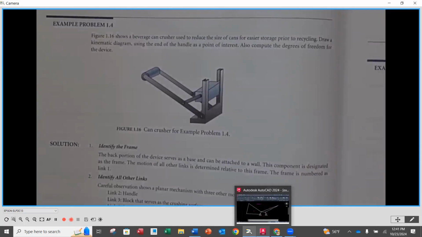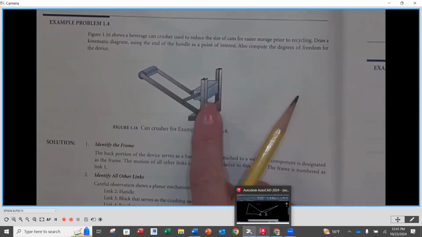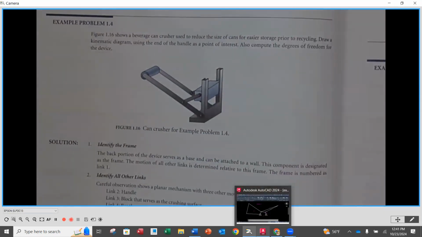Also compute the degrees of freedom for the device. Okay, so we're going to do that very same process that we did last time, but this time you'll notice that the can crusher part that's actually going to crush down is going to be a slider. It moves linearly. So instead of just the pin connections like we had in our last one, we're going to be representing a slider for this one. So we'll get to see how we would do that in CAD.